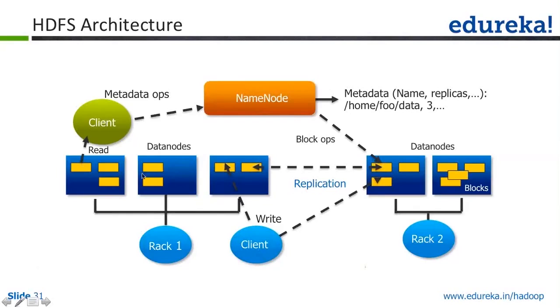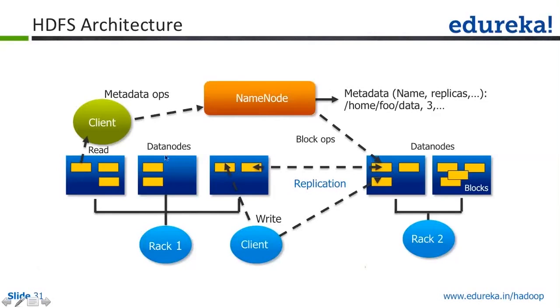So this client and this client are the same. This is just for representation purposes that we put it here. Fine. I'll also be going into the details of how a read and write happens. For now, you can understand from this architecture that there's a name node. There will be multiple racks on which the data nodes will be there.